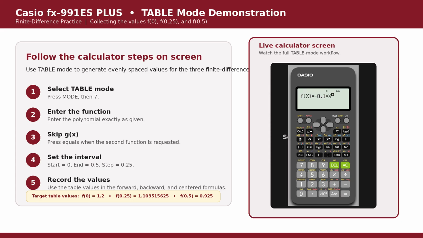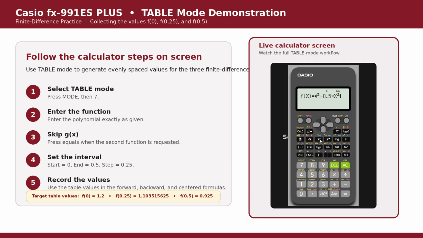Now enter the function exactly as shown in the practice problem. Negative 0.1 x to the fourth minus 0.15 x cubed minus 0.5 x squared minus 0.25 x plus 1.2. To enter the variable x on the FX991ES Plus, press alpha, then the close parentheses key. When the calculator asks for a second function, g of x, simply press equals to skip it.